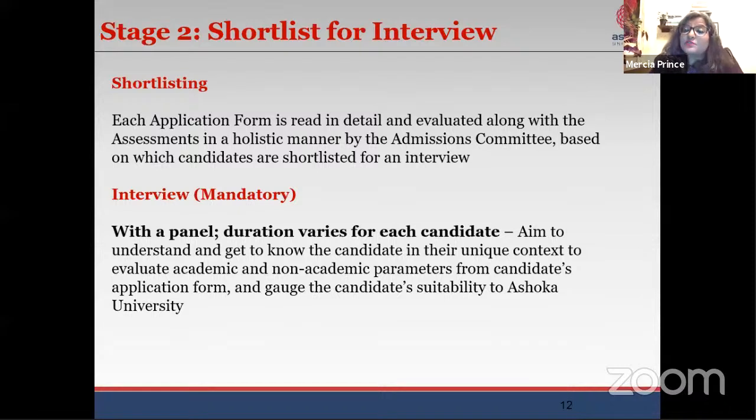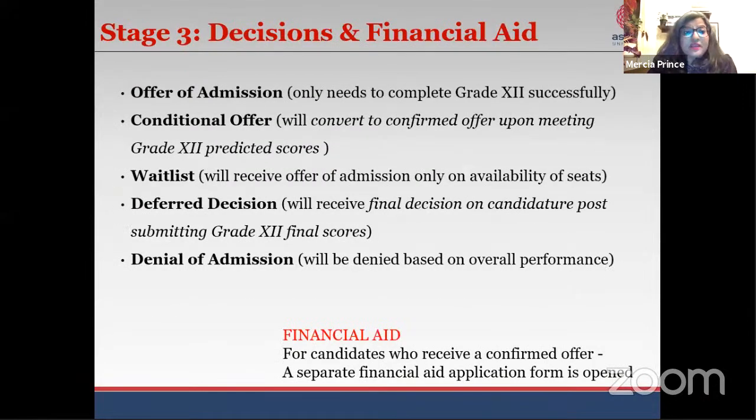Again, we will interview out of your application form. The interview is personal, but we also discuss your academic interests, your non-academic interests, and it can go wider into whichever direction the conversation takes. But the aim is really to get to know you and to gauge your suitability to Ashoka University.